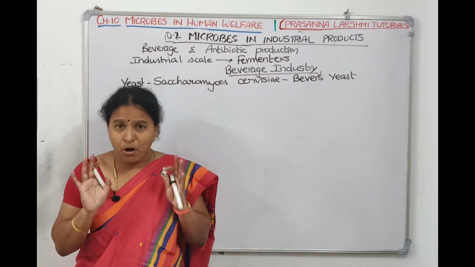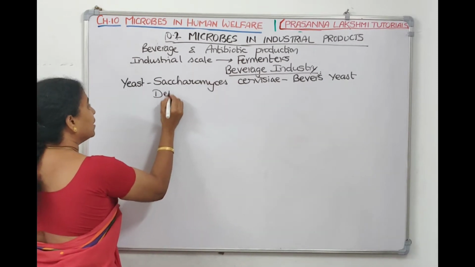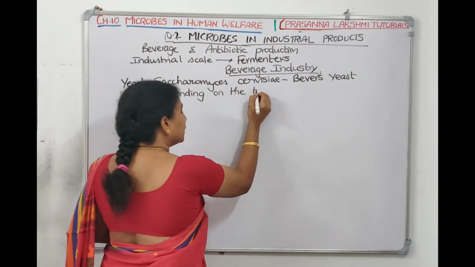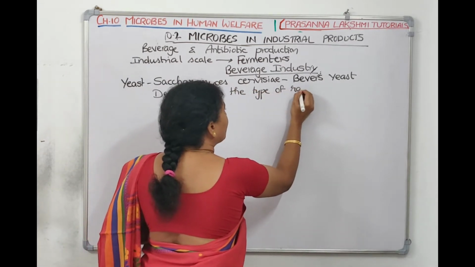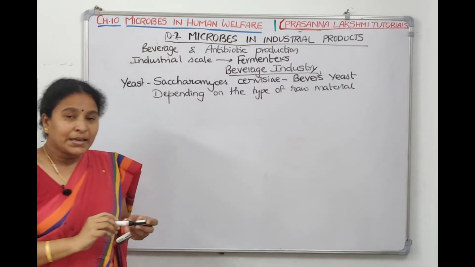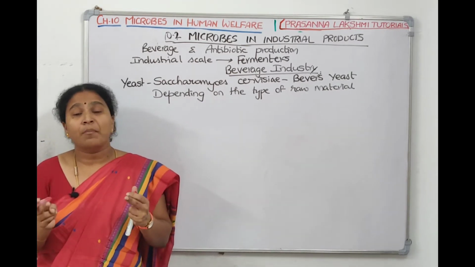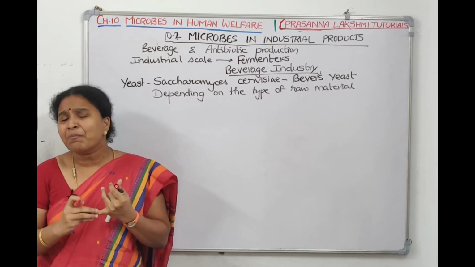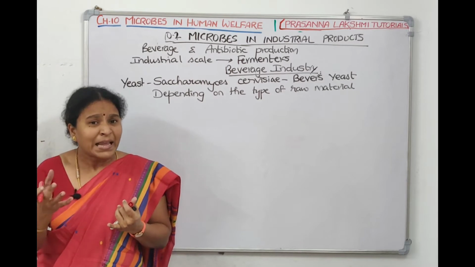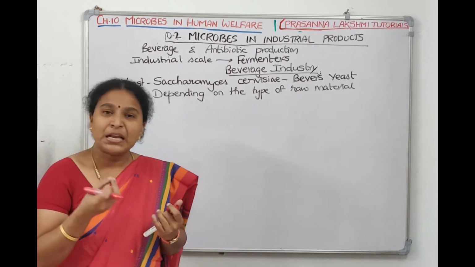Now depending upon the raw material, how many type of alcoholic beverages are there? Now depending on the type of raw material, we can divide the alcoholic beverages into different types. Now if the raw material is barley, if we take barley juice, then beer is obtained. If the raw material is fermented rye, then gin is obtained. Fermented rice, sake is obtained. Like that, depending upon the raw materials.